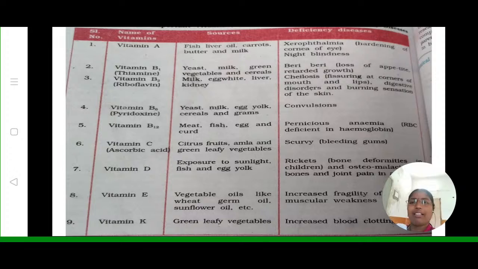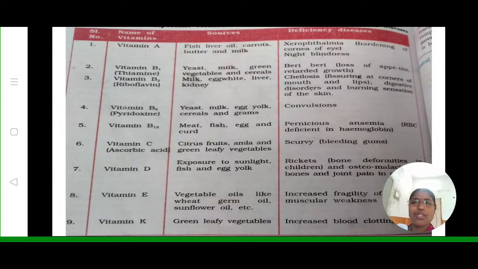See here, in tabular form, they contain fat and water soluble vitamins, that is A, D, E, K, B and C vitamins. Let us see first the name of the vitamin, sources of the vitamin, and deficiency of the vitamin. First vitamin A. The scientific name of vitamin A is retinol. And what are the sources of vitamin A? Fish liver oil, carrots, butter and milk.